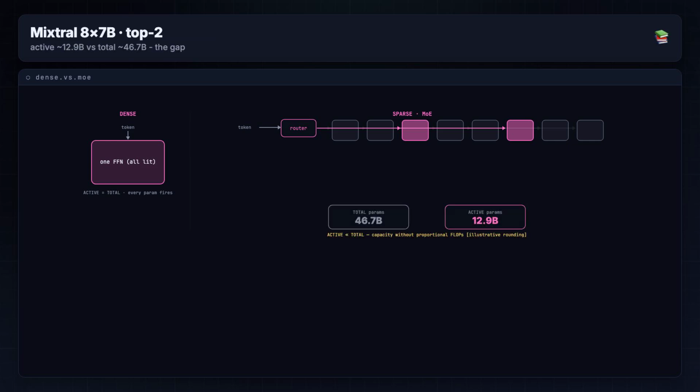Here is Mixtral concretely. 8 experts, top 2. The active parameter counter ticks up to about 13 billion, while the total parameter counter reads 47. Two numbers far apart. That gap is the whole point of MoE.